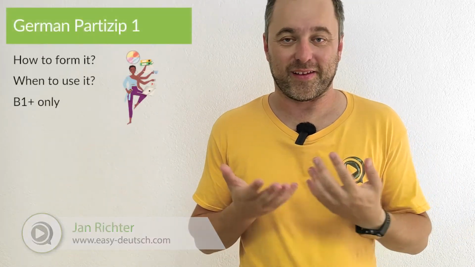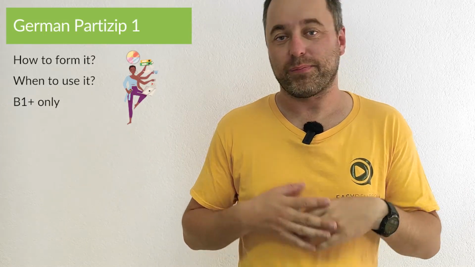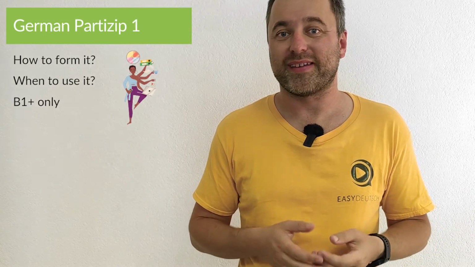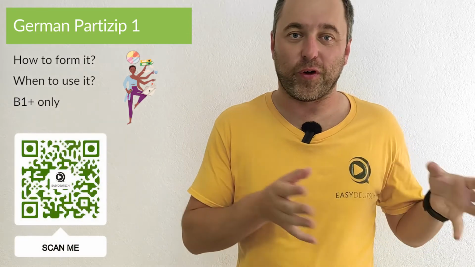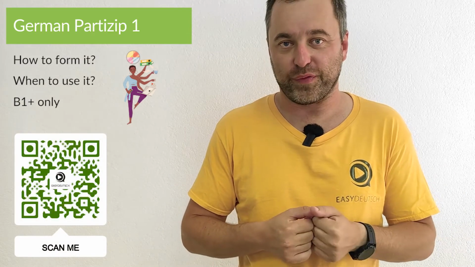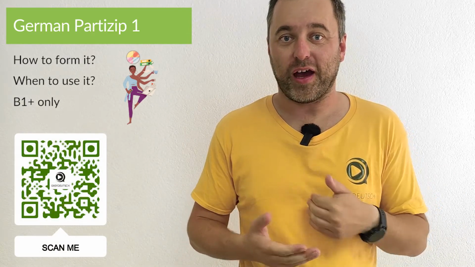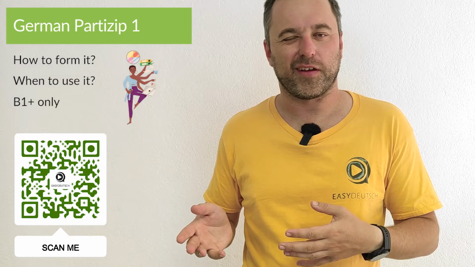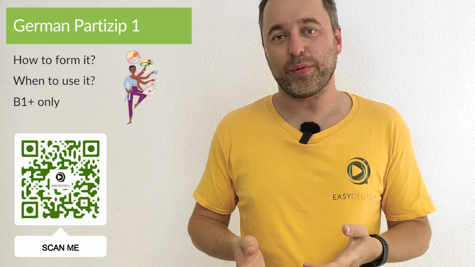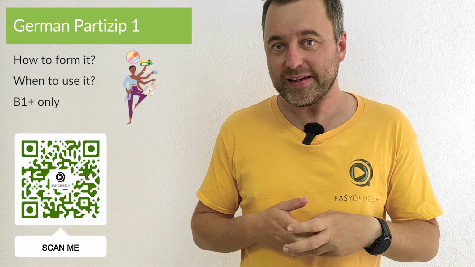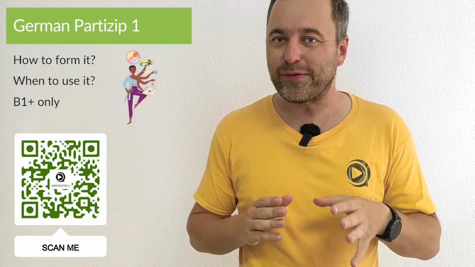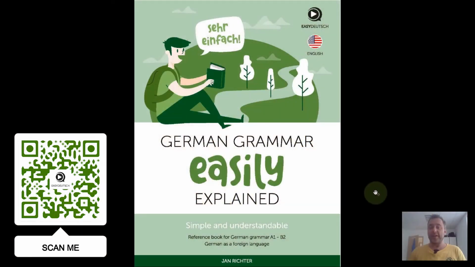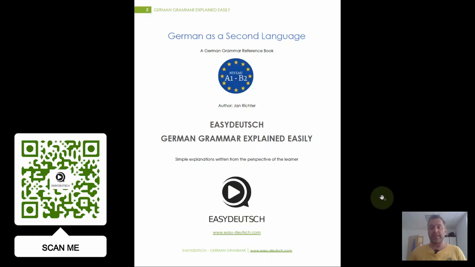Today's topic is Partizip Präsens, Partizip 1. So the present participle, which means ing ending verbs, the ing form of the verbs in English. So how do we create them? Actually, in German, that's easier than in English, and we also don't use it that often. And with the help of my ebook, German Grammar Explained Easily, I will show you now everything you have to know. So we're here now in my ebook, German Grammar Explained Easily.